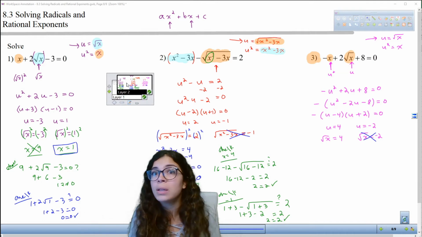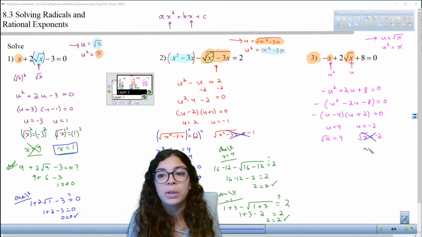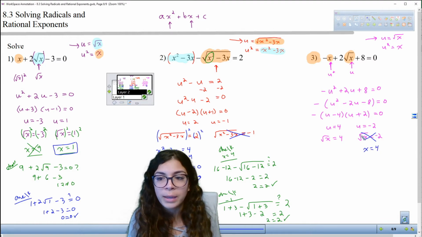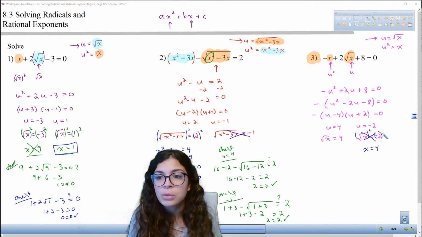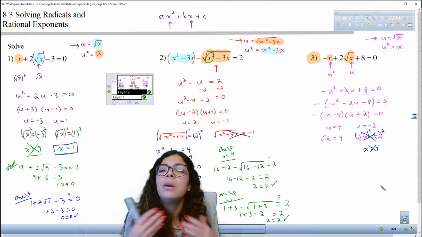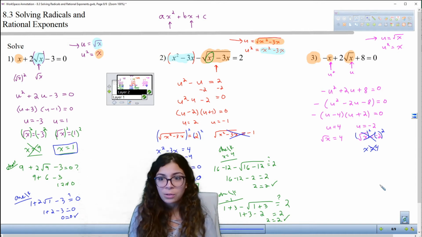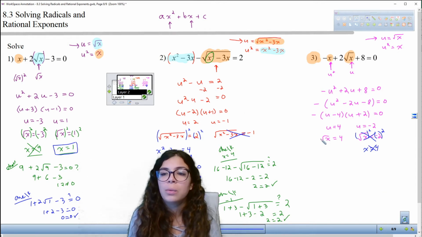Now, if the question was, find the extraneous solution, then you would actually want to solve for that. The extraneous solution would be x equals 4, because you would square both sides. So the extraneous solution there is 4. If the question was, what is the extraneous solution, then that would be the answer. But this question just asks us to solve, so we have to find the actual valid solution. So we would get that from here.